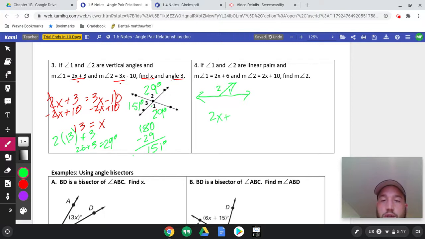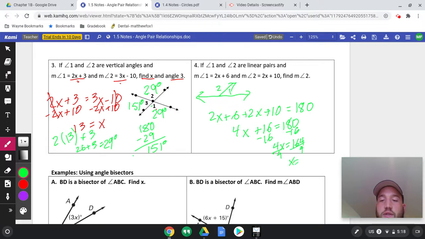So 2x plus 6 plus 2x plus 10, all that adds up to 180. Combine our like terms, so we'll get 4x plus 16 equals 180. Subtract this 16. 4x equals 164. Divide by 4. And we get x equals 41.